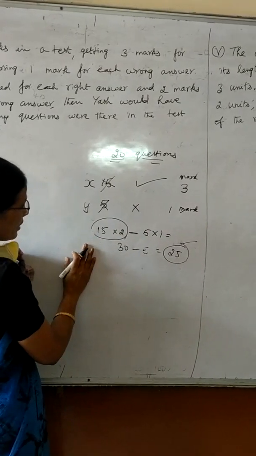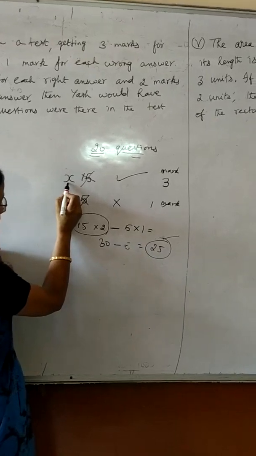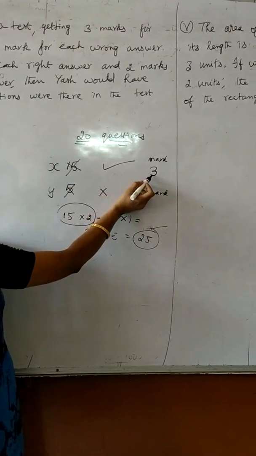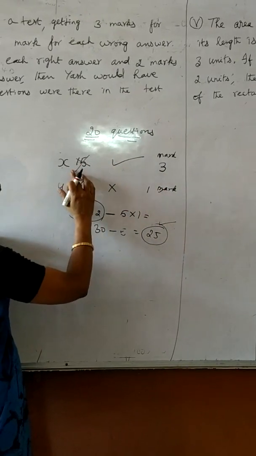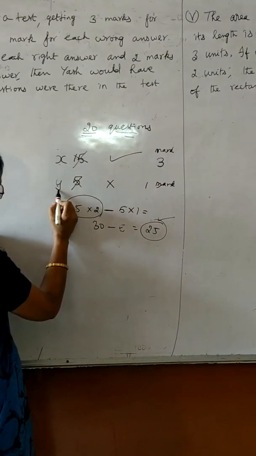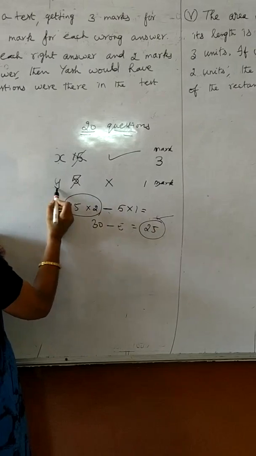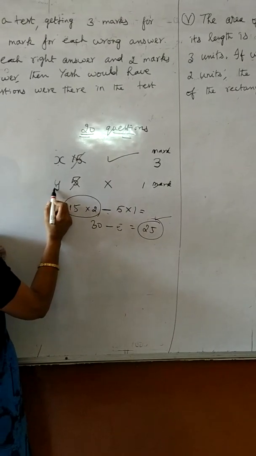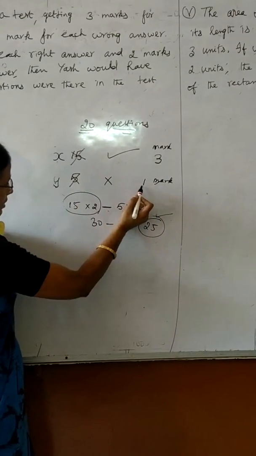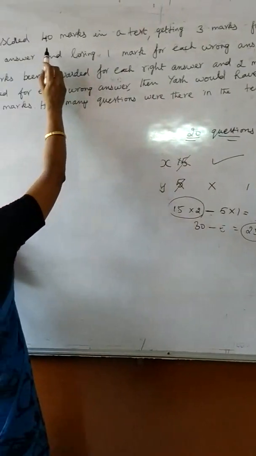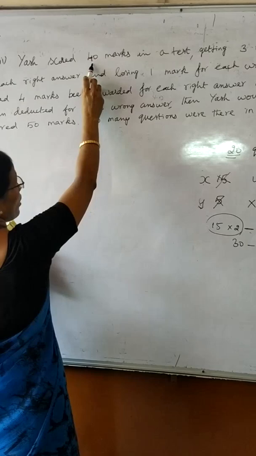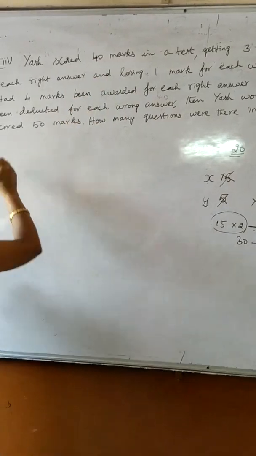So how to calculate? Number of correct answers is x, and each correct answer carries 3. Therefore, x into 3 becomes 3x. And here wrong answer, therefore minus. How many wrong answers are there? y wrong answers. Each wrong answer carries 1 mark, therefore minus y. What is the score obtained by the student? 40 marks. So what is x?